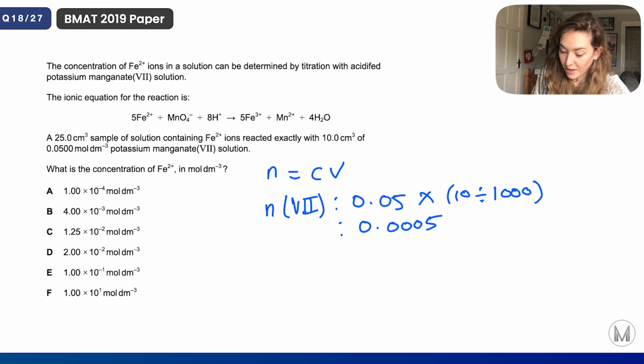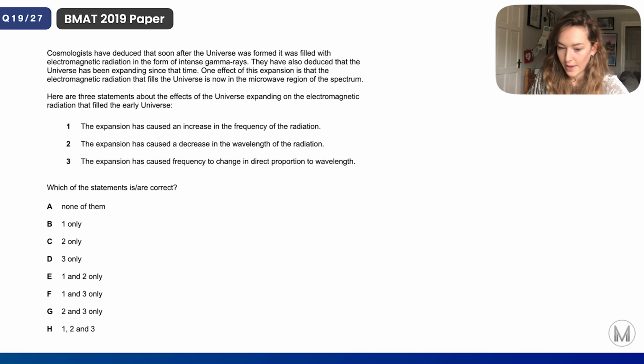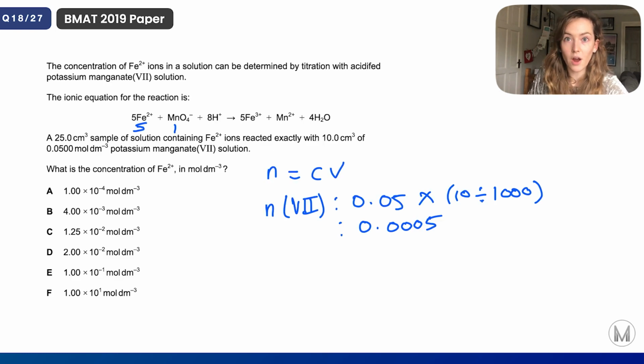I then need to have a look at the stoichiometric ratios in my equation. I can see that I've got a 1 to 5 ratio of my manganese to my iron. So 1 mole of manganese requires 5 moles of iron ions to react in this equation. Therefore, if I've got this many moles of my manganese, I need 5 times that amount of my iron. So my moles of Fe2+ is going to be 5 times that, so 0.0025.